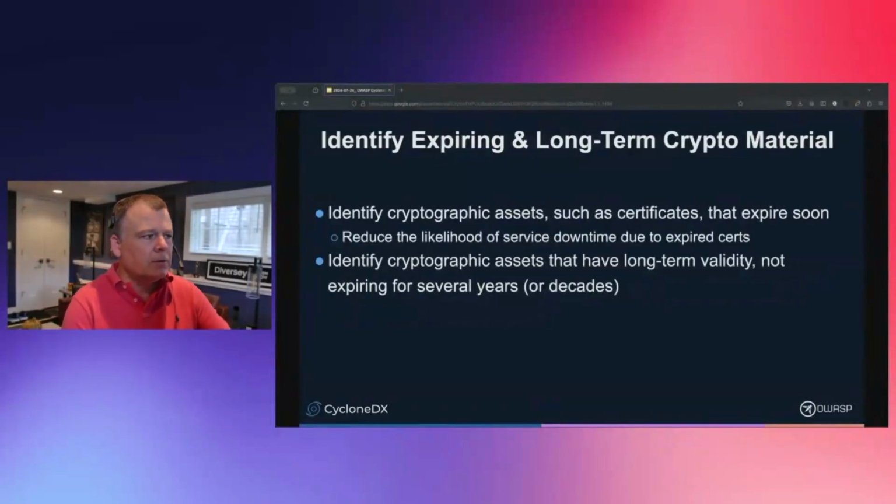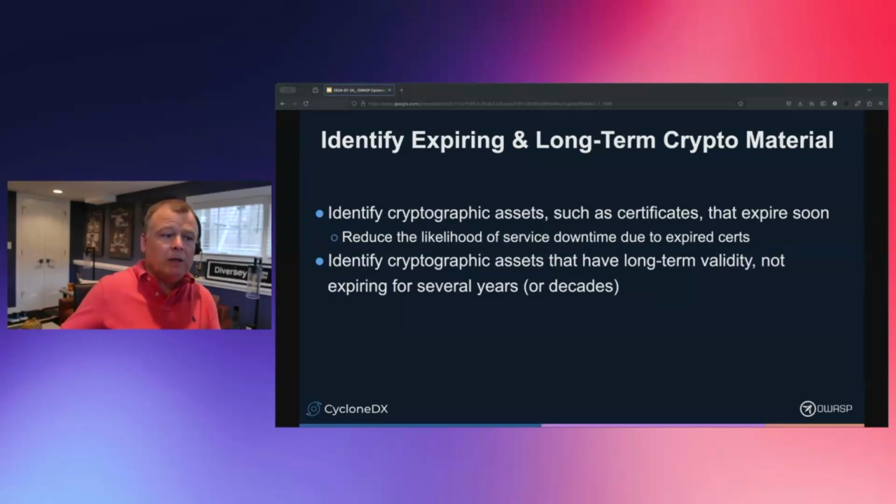Another interesting use case is identifying expiring and long-term crypto material, right? If something expires tomorrow versus 20 years from now, well, those are two very different risks, right? I might want to take a look at that thing that expires in 20 years and reevaluate my expiration policy. Likewise, if something expires tomorrow, that's also interesting because if it's a production system, that could potentially lead to a denial of service condition, right? So that affects availability. So CycloneDX can help you identify these things.